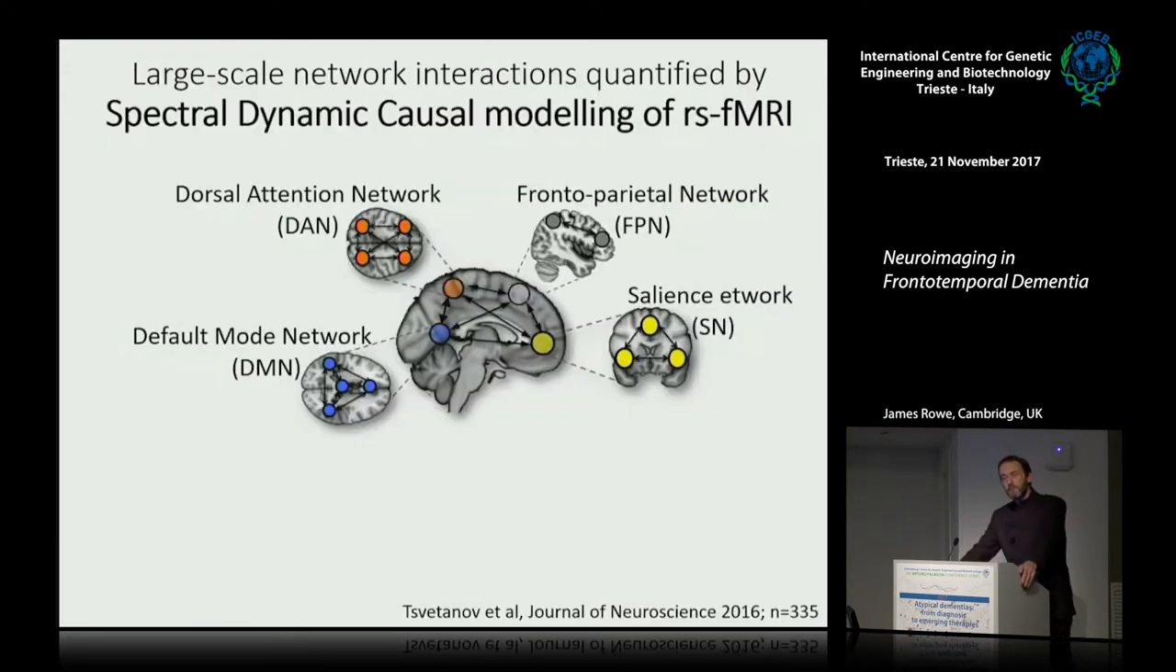The problem with most fMRI is it's confounded by vascular changes. So it's a convolved neural and vascular signal. So we need techniques that can try and separate out neural and vascular components. So we can use a method called dynamic causal modeling, mapping the spectral dynamics of the fMRI series to look at connections amongst brain regions.